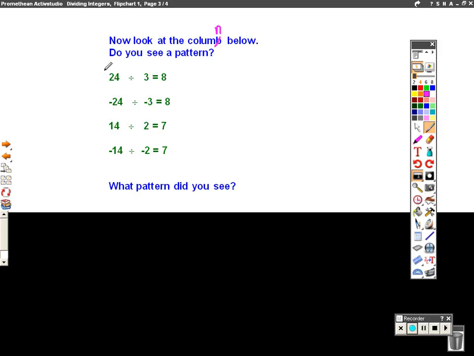Well, I noticed 24 is a positive, 3 is positive, and 8 is positive. Okay, but wait, here's a negative, and it equals a positive. There's a positive and a positive. Once again, another positive. Negative, negative, and it's a positive. I think it's going to be a lot like multiplication. When the signs are the same, it's going to equal a positive number.